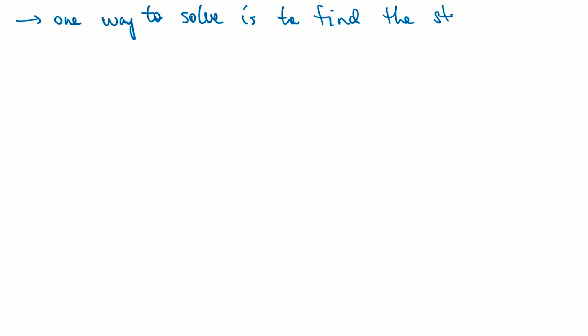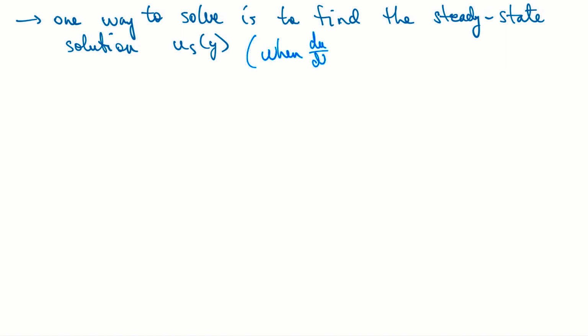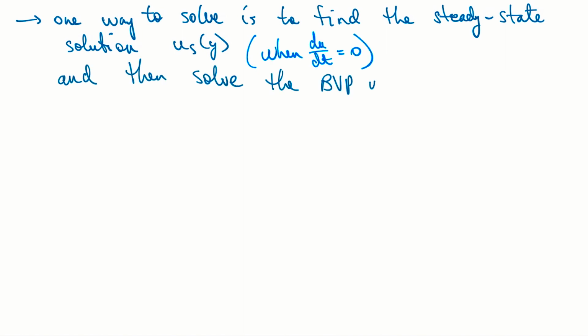Now I'm going to need a fresh page for this. The strategy we use to solve this is we're going to find the steady state solution, and then we're going to solve our boundary value problem using the difference, so our u minus our u steady state, with separation of variables. I'll make a note of that here. And a reminder, steady state solution means we don't have any time dependency, right?